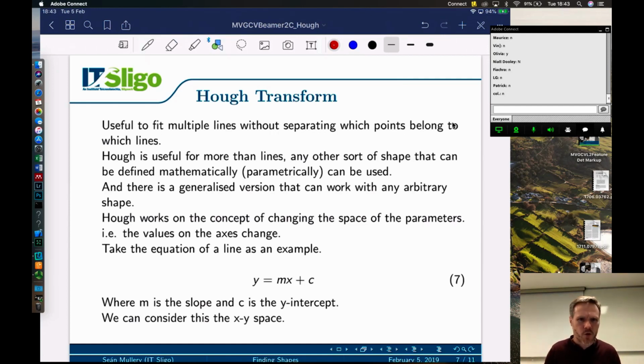So it's particularly useful for solving this problem that we have of not knowing what points are associated with what shape. So if we're dealing with lines, what points are associated with what lines, okay?